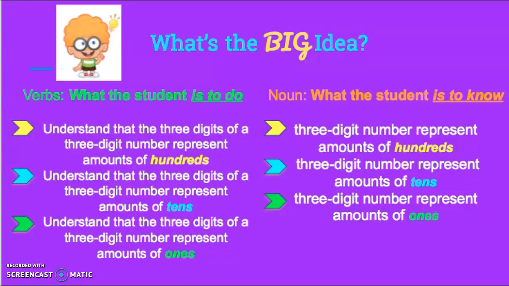So what's the big idea? So the verbs are what the students are to do, which is to understand that the three digits of a three-digit number represent amounts of hundreds, understand that the three digits of a three-digit number represent amounts of tens, understand that the three digits of a three-digit number represent amounts of ones. The nouns, what the student is to know: three-digit numbers represent amounts of hundreds, three-digit numbers represent amounts of tens, and three-digit numbers represent amounts of ones.